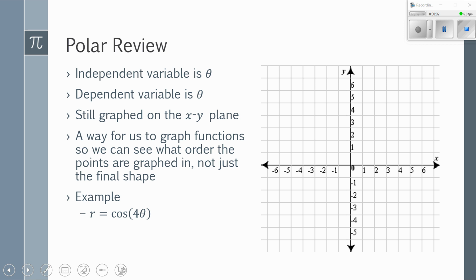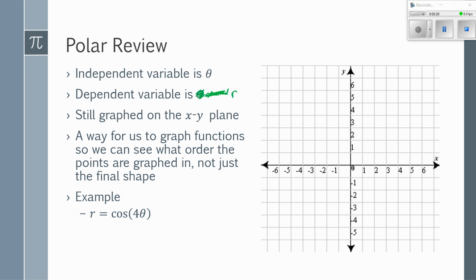All right, a very quick polar review because we've actually reviewed polars once already, and I want to make sure that we dive into the derivatives with polar. Polar review, very similar to parametrics. The difference here is, whoops, again, typos all over the place. Dependent variable is r.